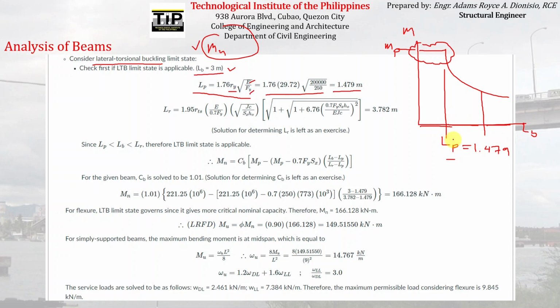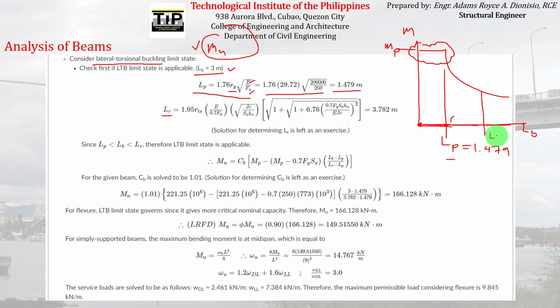Obviously outside LP, because LP is just equal to 1.479, meaning from this point to this point, it is just equal to 1.479. So if I will try to graph 3 meters on this axis, obviously it will fall beyond LP. Although we are not exactly sure if it will fall on this region or on this region. That's why we also need to check LR.